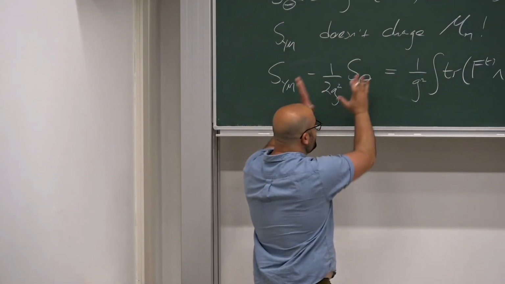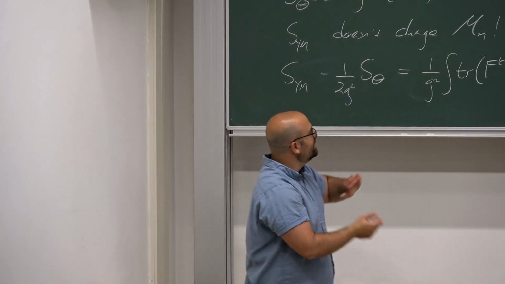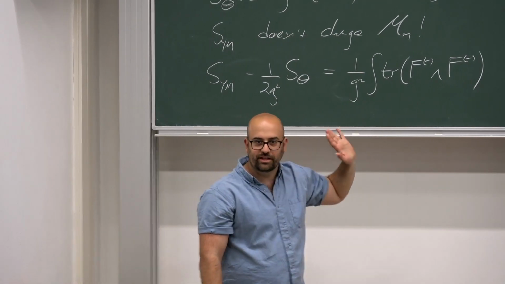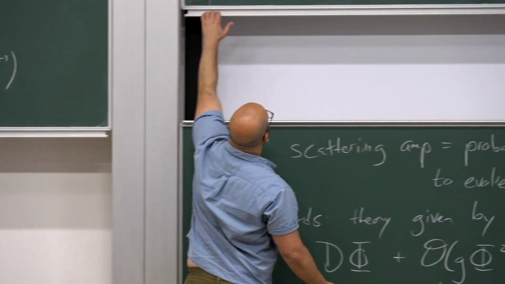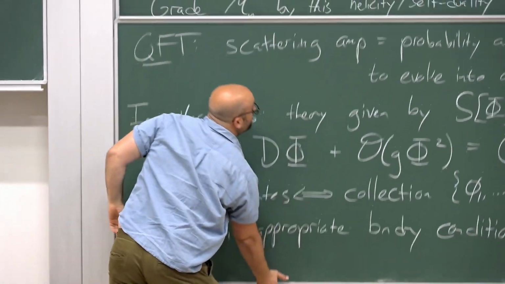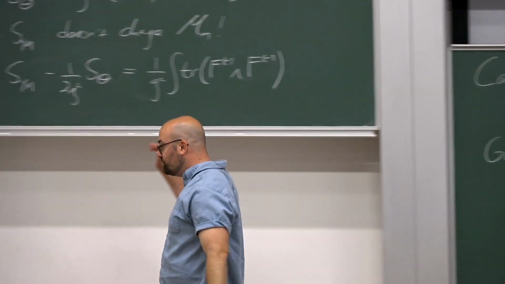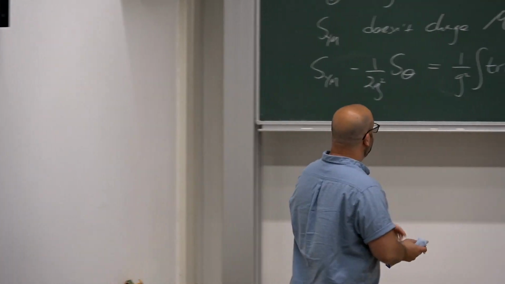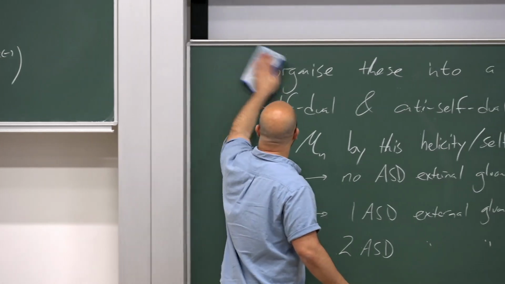Okay? So by adding this topological term, I can rewrite the Yang-Mills action in such a way that it only depends on the anti-self-dual part of the field strength. You might say, okay, who cares? Well, the reason why this is a good thing to do is it allows you to organize the perturbative expansion in g, in the coupling constant, around the self-dual sector of the theory.